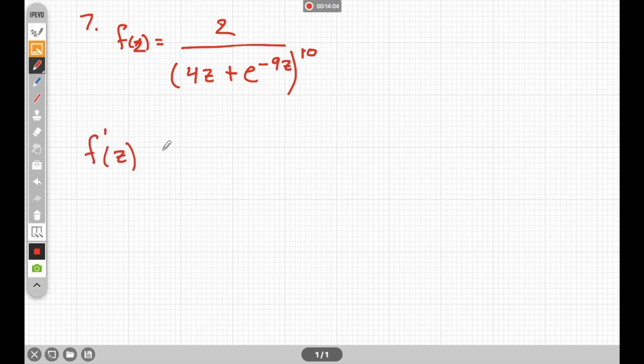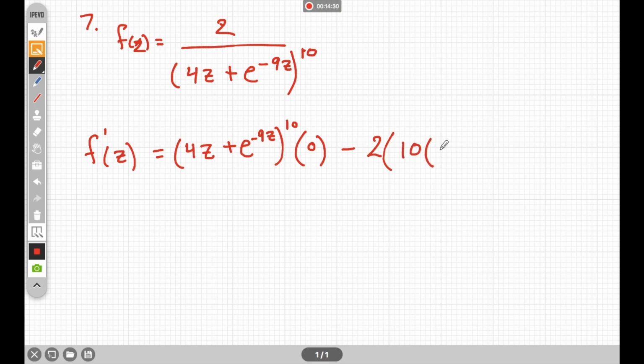quotient rule. F prime of z is equal to down d up, the derivative of 2 is just 0, minus up, derivative of the bottom here. This is a chain rule, with the outer function being to the 10th power and the inner function being this inside function. So the derivative of the outside is 10. We're going to keep the inside function the same, decrease the power by 1. We're going to multiply by the derivative of the inside function here.